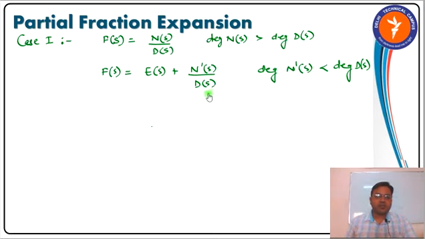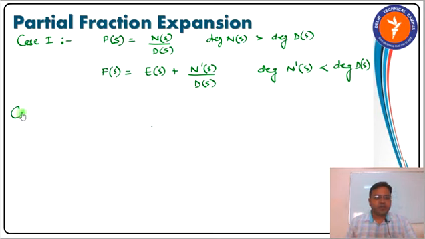fraction expansion here. So this was the first case, where the degree of the numerator was greater than the degree of the denominator, and we learned that whenever we encounter a case where the degree of the numerator is greater than the degree of the denominator, we will usually perform the division method first, followed by the partial fraction expansion.